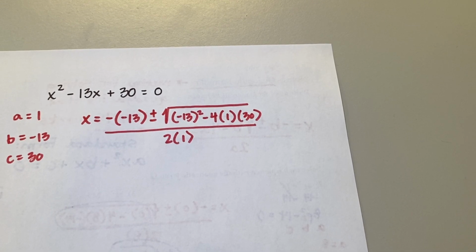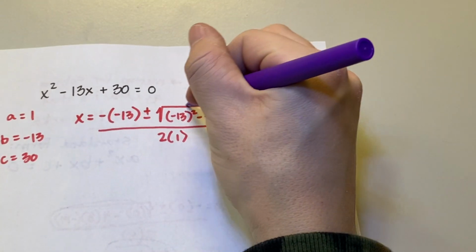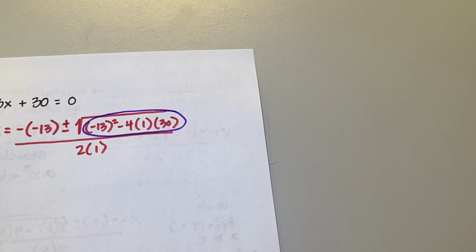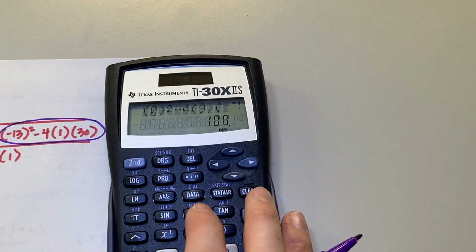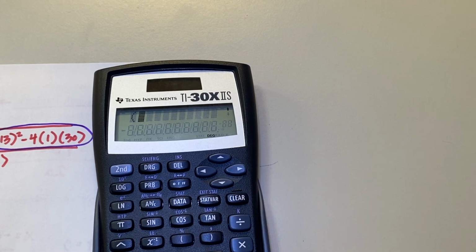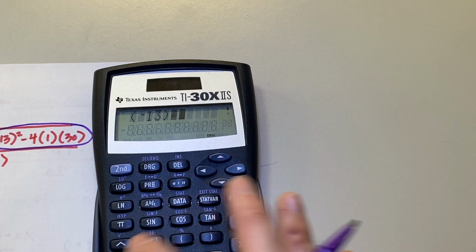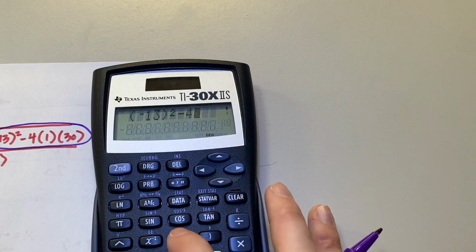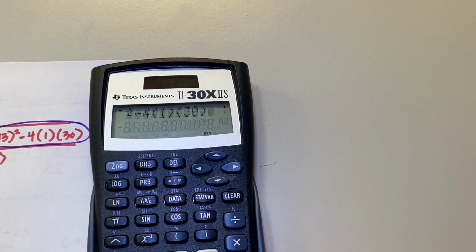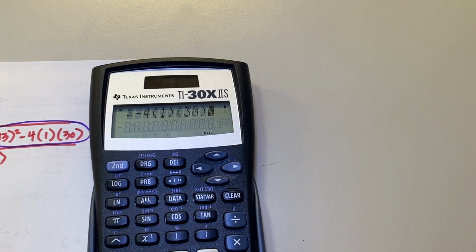Okay, let's figure out what our long piece turns into by just punching it into our calculator. Let's punch that guy in right here and figure out what we get under that square root. Go ahead and check your work, see if we get the same thing. Parentheses negative 13, parentheses squared, minus 4, parentheses 1, parentheses, parentheses 30, parentheses. What do we get, Kay? 289.